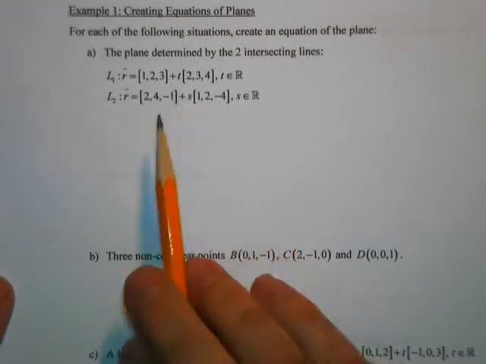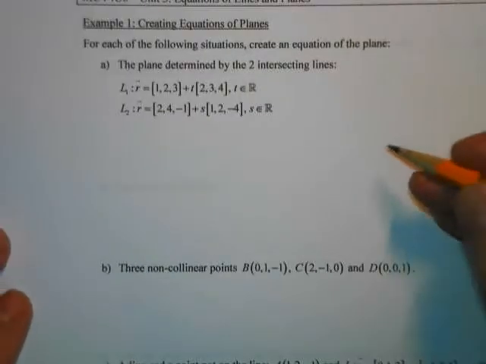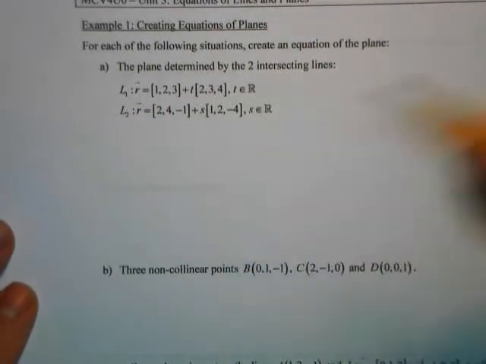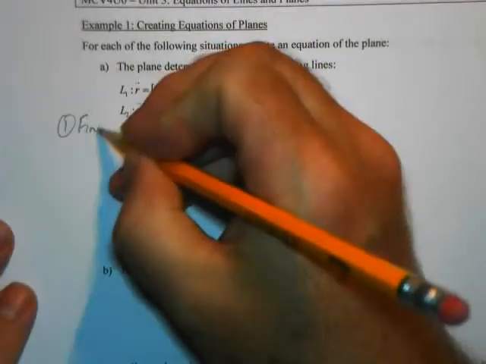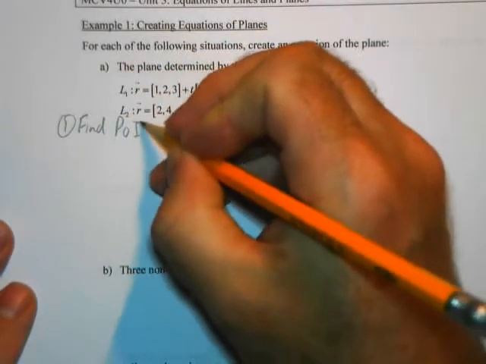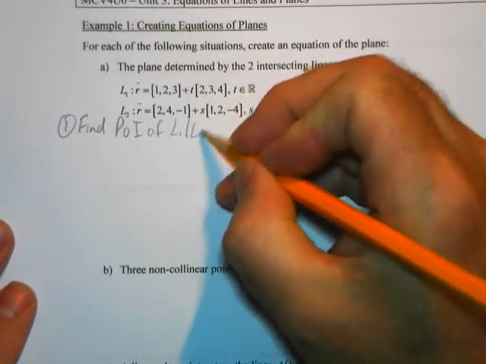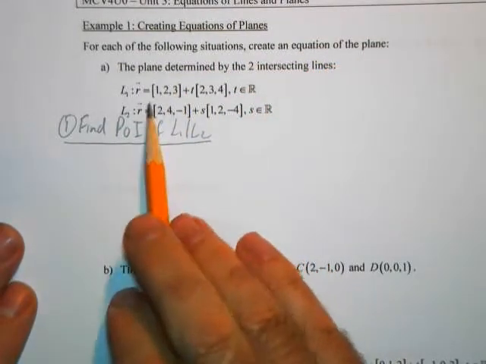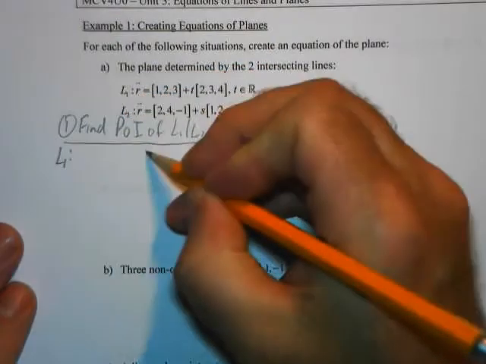Now, unfortunately, finding that point of intersection is a bit of work. On this whole page, this will be the most complicated thing we'll do. So the first step is to find the point of intersection of line 1 and line 2, L1, L2. So what we do is I'm going to do the parametric equations for line 1 and line 2.